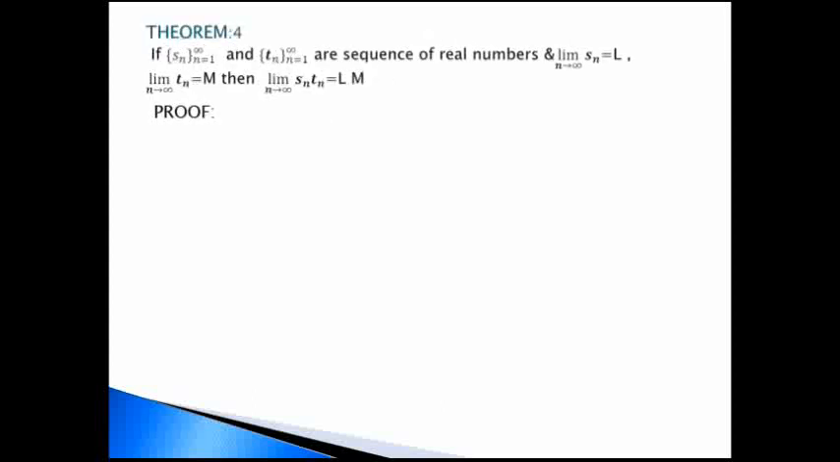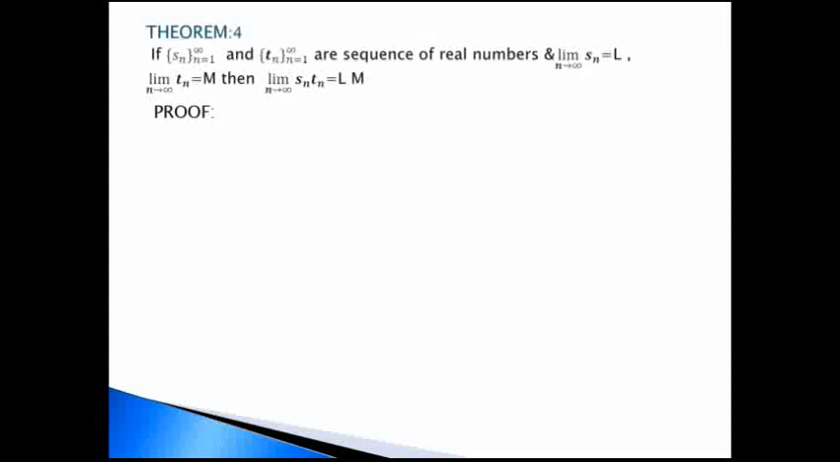Theorem 4. If sequence Sn, n equal to 1 to infinity, and sequence Tn, n equal to 1 to infinity, are sequences of real numbers, and limit n tends to infinity Sn equal to L and limit n tends to infinity Tn is equal to M, then limit n tends to infinity Sn Tn is equal to LM.